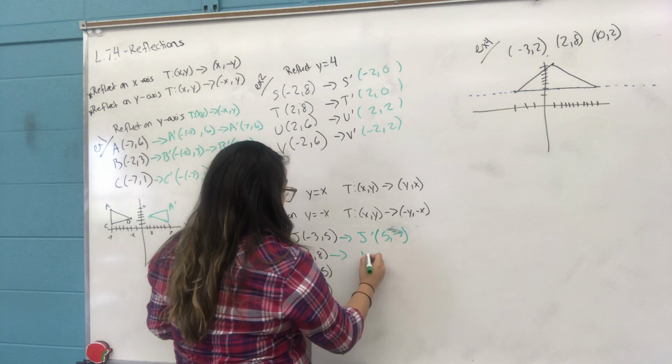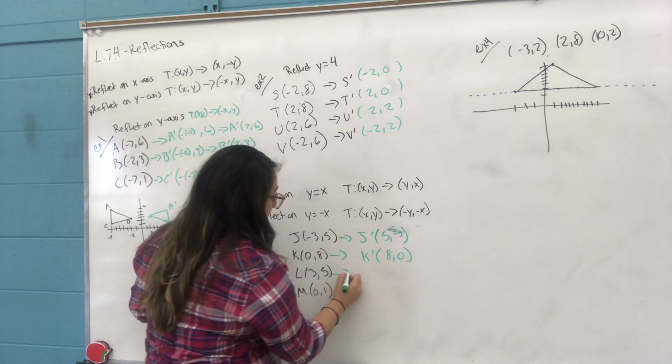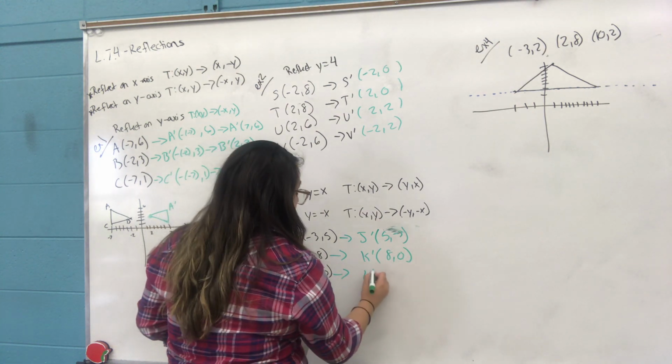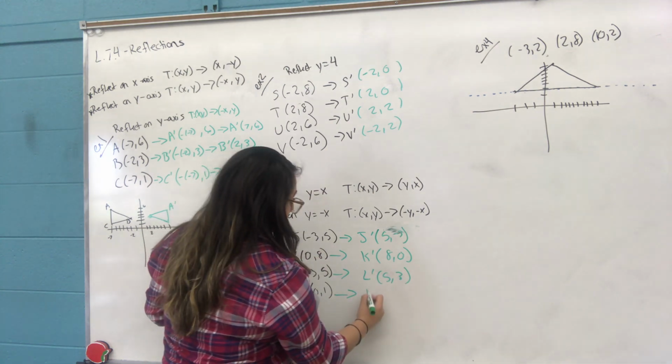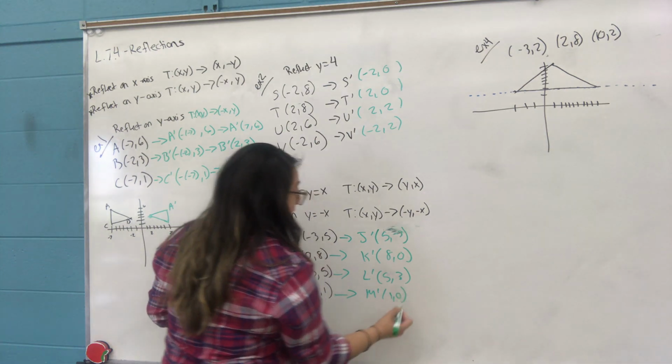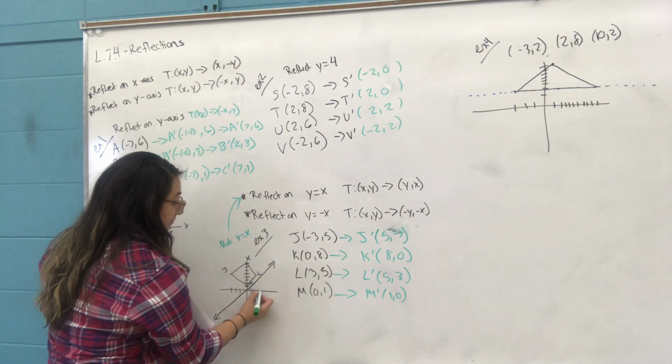K used to be 0, 8. You flip it. Now it's going to be 8, 0. L used to be 3, 5. Now it's going to be 5, 3. And last one, 0, 1. Now it's turning into 1, 0. And if you're unsure if it makes sense, go ahead and plot it right here.